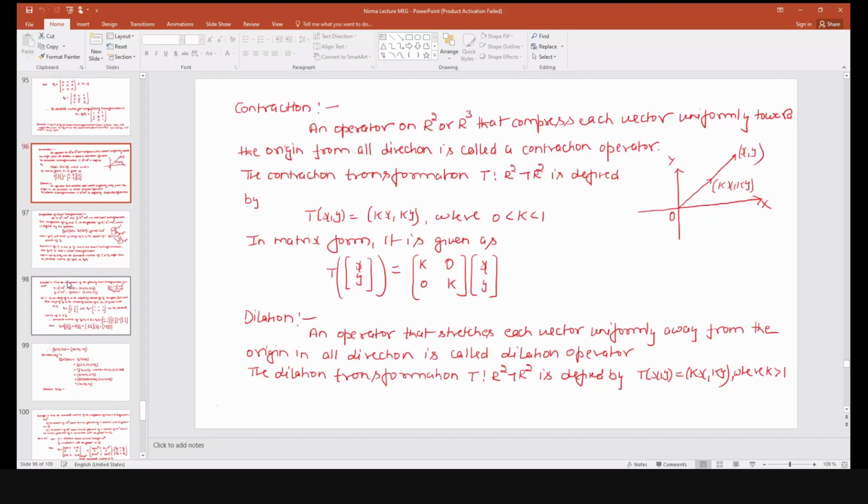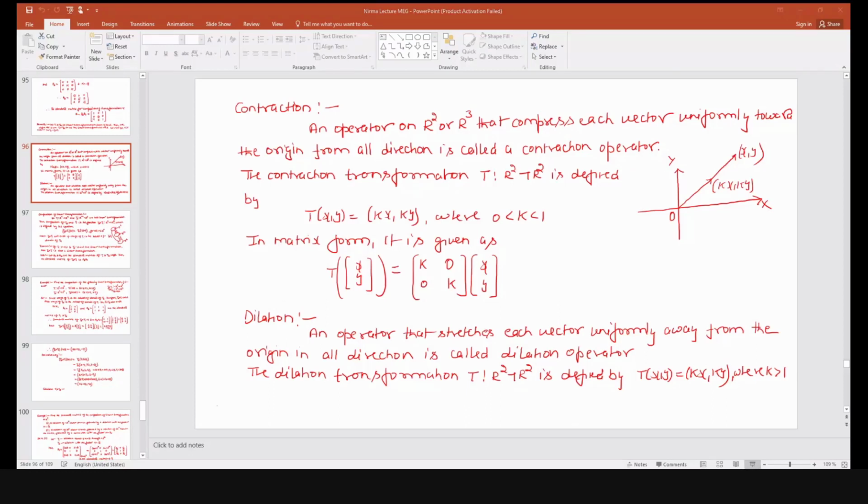So in the last lecture I started this linear transformation. Then we discussed last week the reflection transformations. Now it is the contractions. Is it visible to you? Yes, sir. Okay. So, contractions.